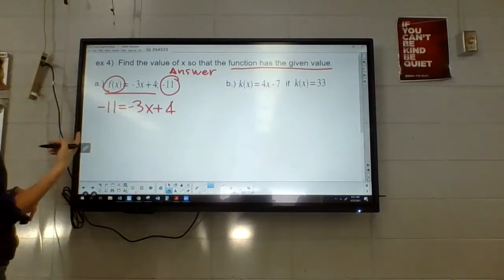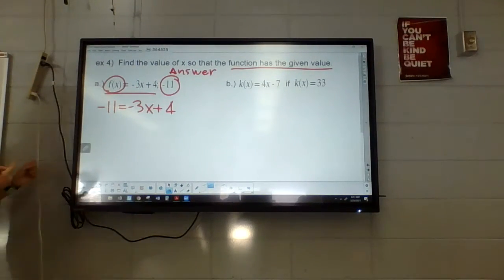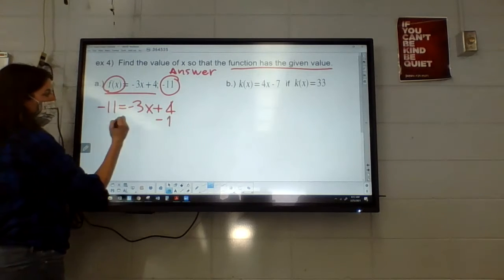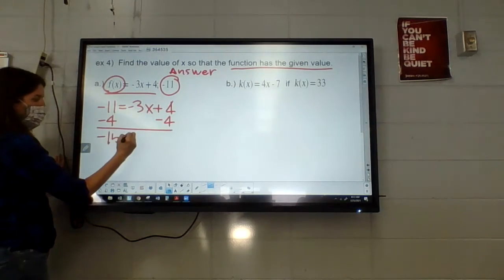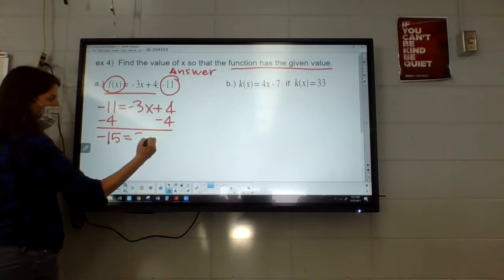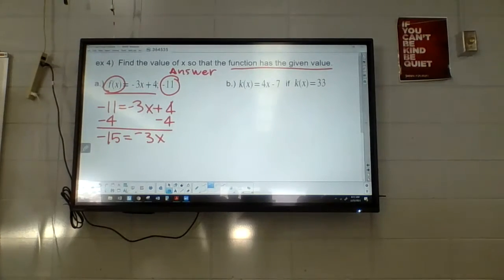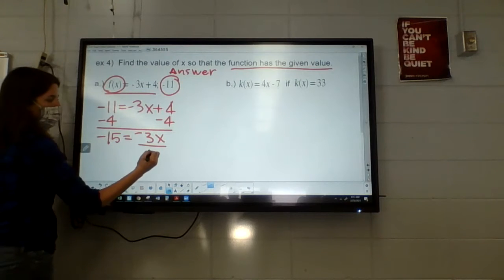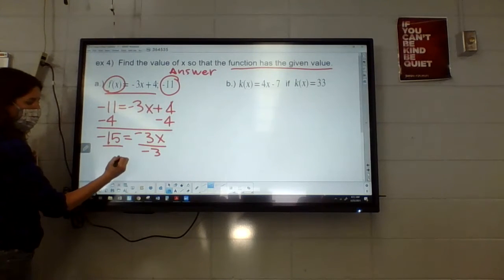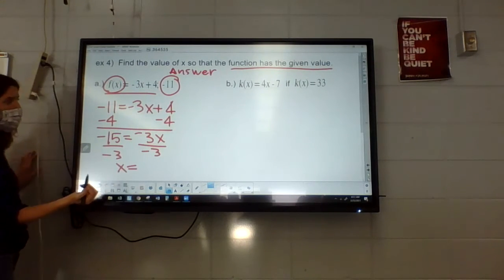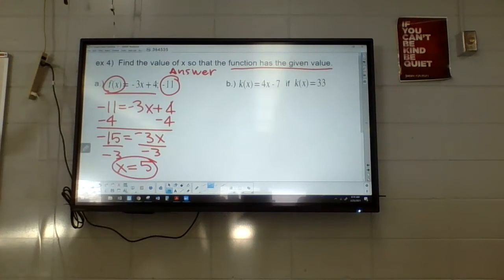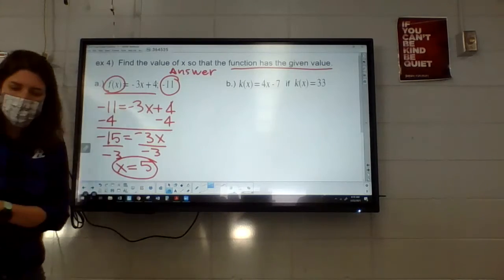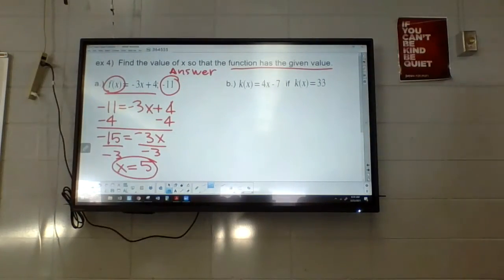So what we're going to do to solve this, move the 4. Negative 3x. And then I have to get rid of that negative 3. So x ends up being 10. So that's the value of x that makes that function equal negative 11. Our book will write it that way for this notation.